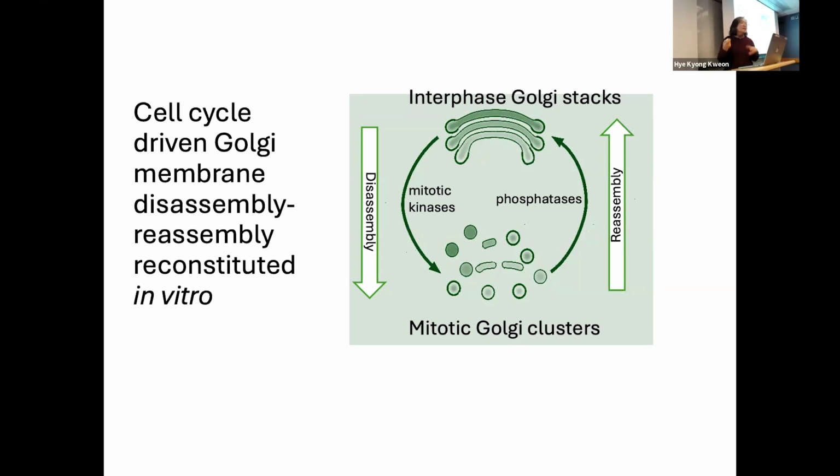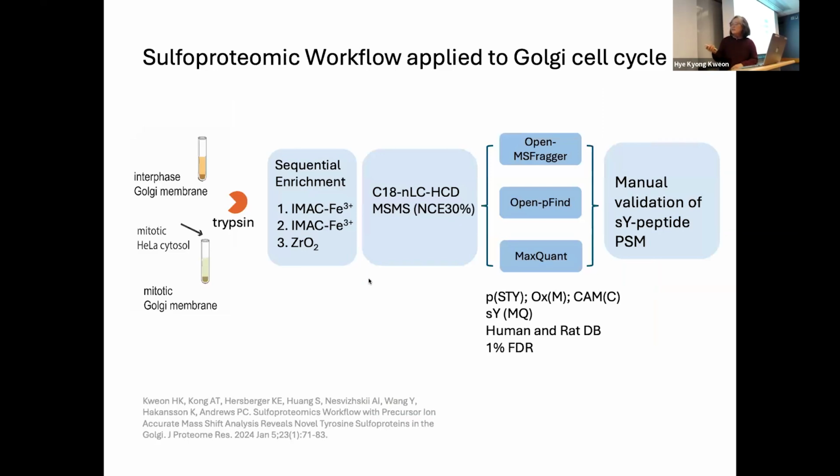So that's our study. We want to study what proteins are involved in this process and what kind of PTMs are involved. That's how we started the project. So this is the sample: the Golgi during interphase, and then we collected Golgi from the mitotic state, the Golgi fragments. So we compared two sample sets of Golgi.